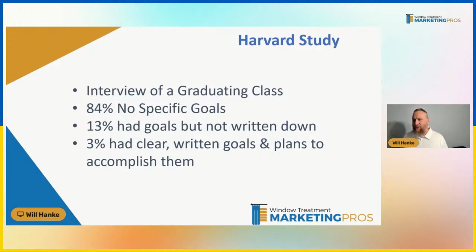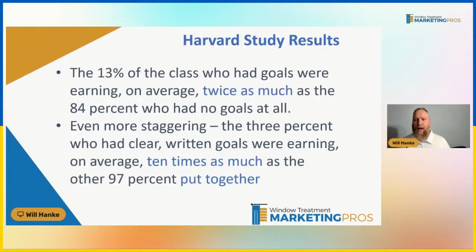So let me tell you about this really cool Harvard study that was done recently. They interviewed one of the graduating classes. 84% of the graduates had no specific goals of what they were going to do. 13% of them had goals. They didn't write them down. They just kind of had them in their head of what they wanted to accomplish. And 3% had clear written goals and the plans to accomplish them.